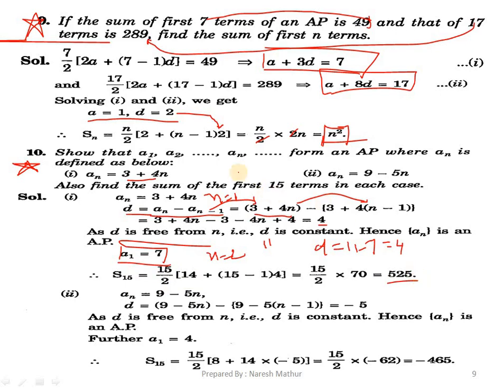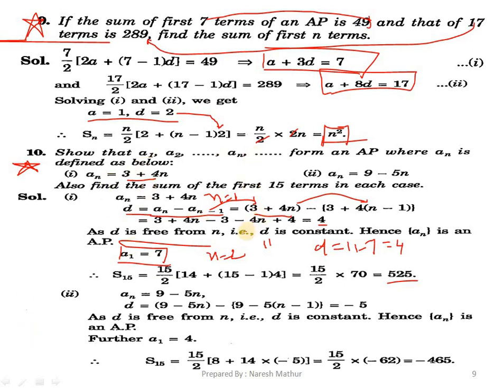Now in this question, it is given to show that this is forming an AP. For this you have to find the values of A1, A2, A3 and so on. For this you can put the values of N as 1, 2, 3 and 4 so that you can see that the difference is common. Then you can write yes, they are making an AP.